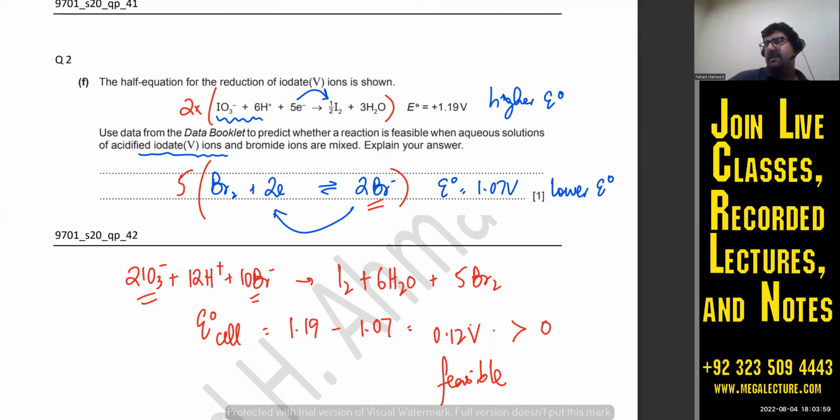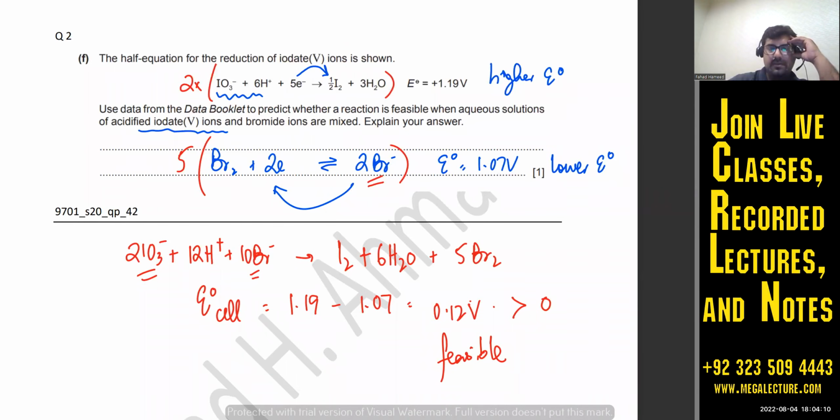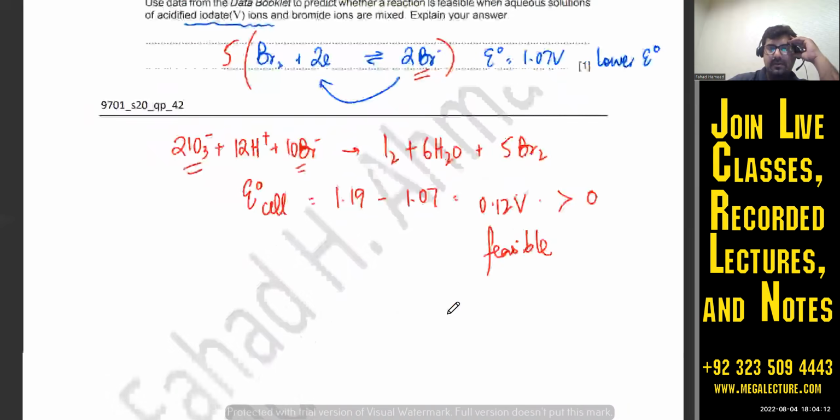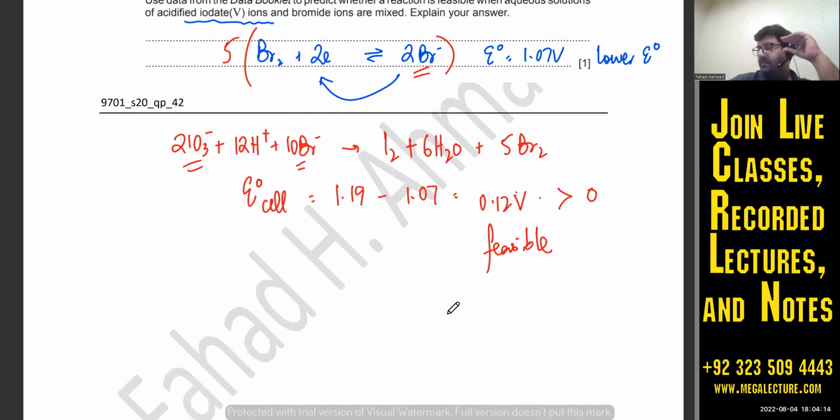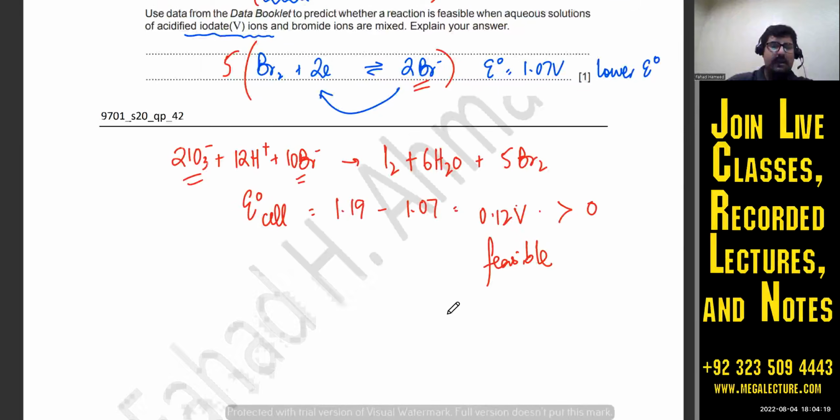ये part clear है सारों को? जी बहना, Shian, is this clear? Clear है कि नहीं clear?